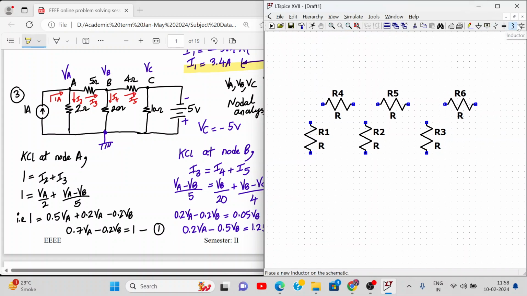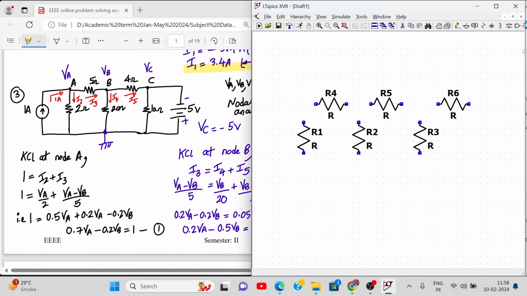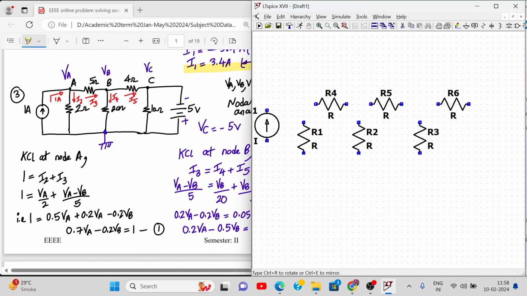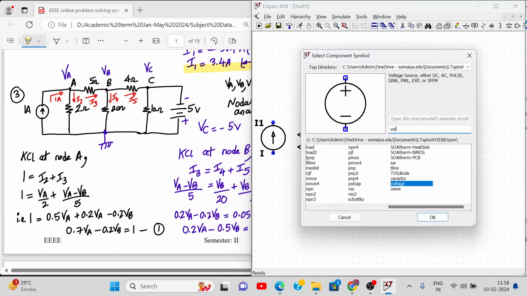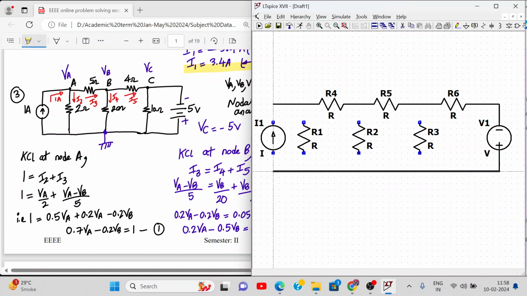So for power supply, I will go over here. Let me expand this a little. Yeah, here, and type current source. So here I'll rotate it, and I'll connect a voltage source like this. Yeah. So now let me connect this together as the circuit is looking over there.